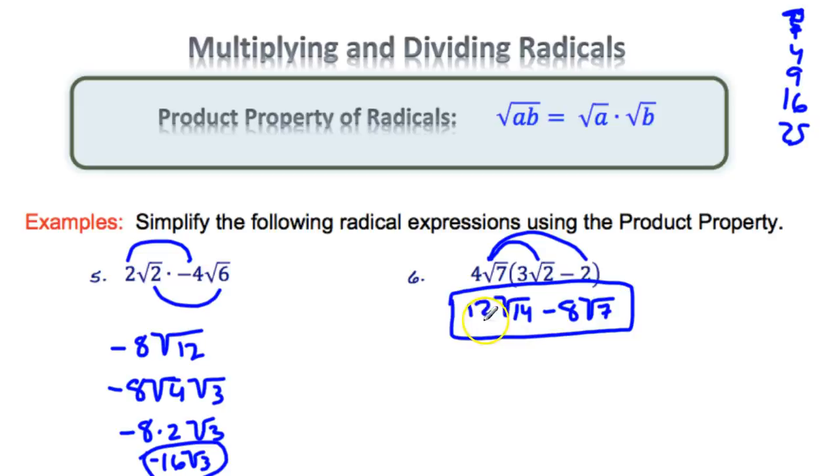Some people might try to do, well, can I do 12 minus 8? No, you can't do that because they're not like terms. And you can't subtract the radicals because this is radical 14 and radical 7. So you can't simplify it. That's your answer right there.